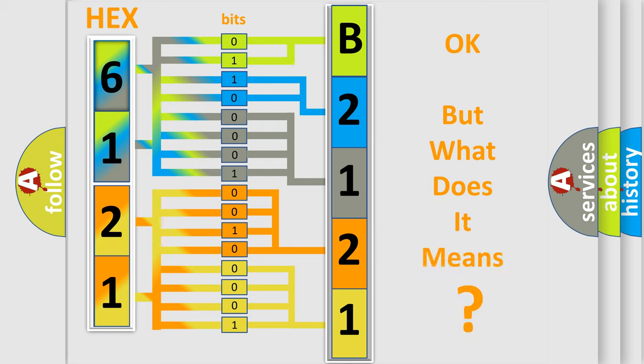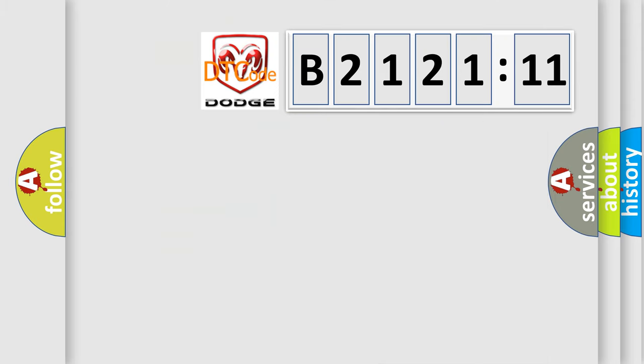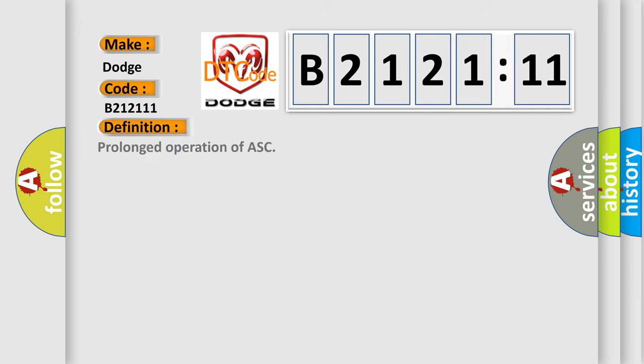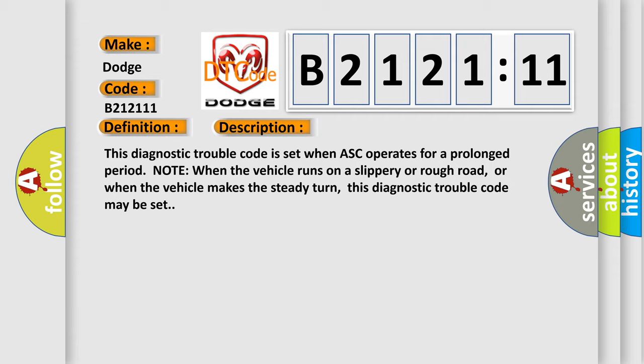The number itself does not make sense to us if we cannot assign information to what it actually expresses. So, what does the Diagnostic Trouble Code B2121-11 mean specifically for Dodge vehicles? The basic definition is prolonged operation of ASC. And now a short description of this DTC code. This diagnostic trouble code is set when ASC operates for a prolonged period.